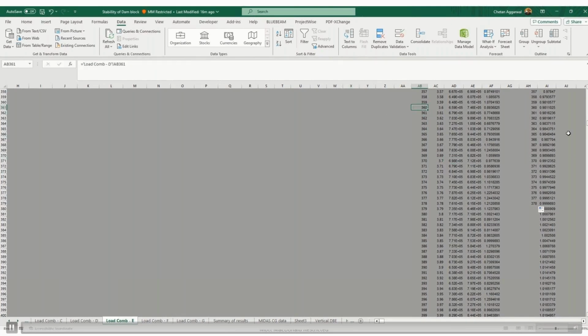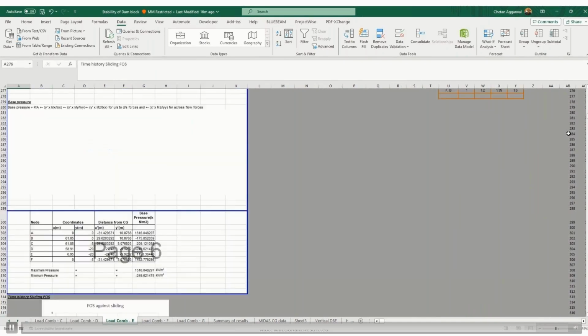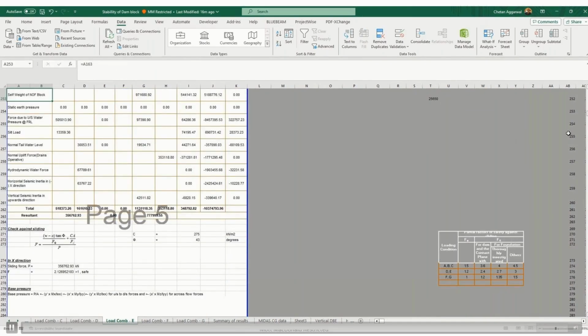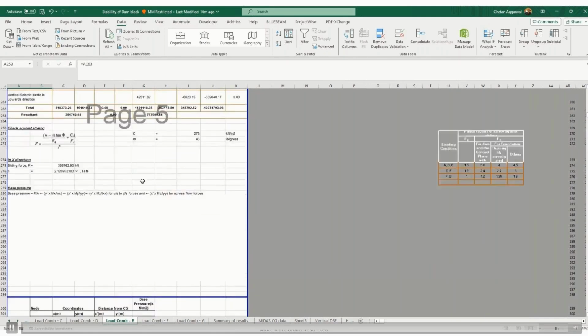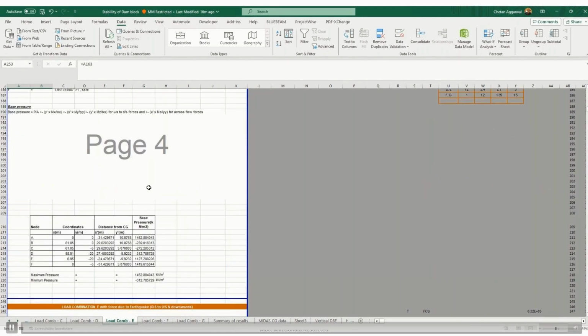This is not acceptable. Okay, so in the next session I'll conclude this. But see, there is no such criterion mentioned in any of the codes that we should perform sliding factor of safety checks for the time histories. The USACE engineering manual also states that we should do it for static loads only. Pseudostatic analysis we should carry out.